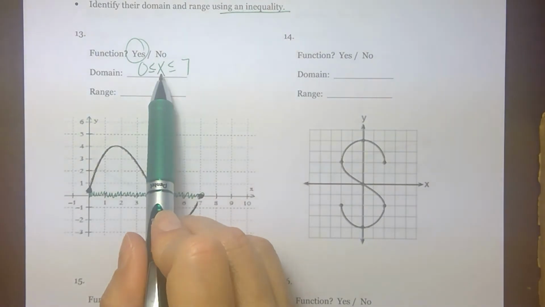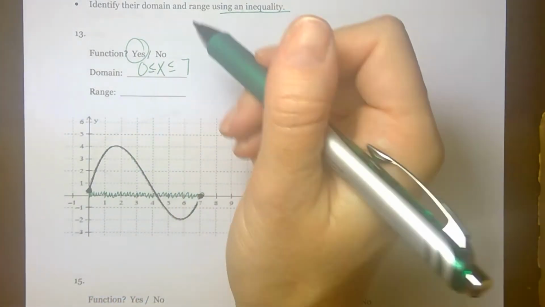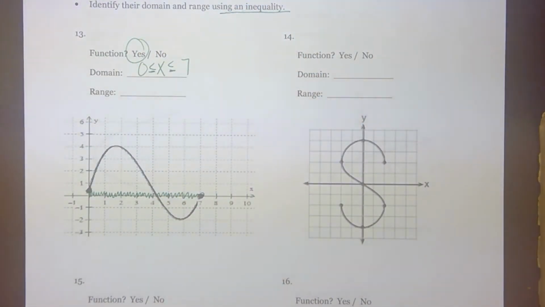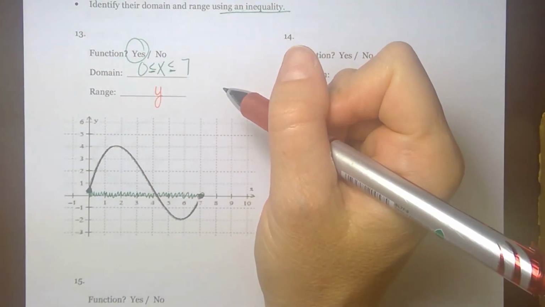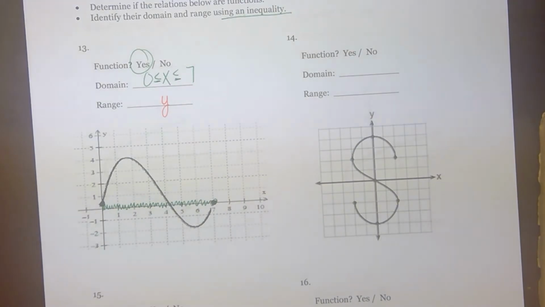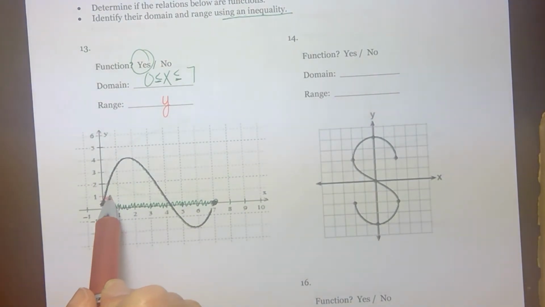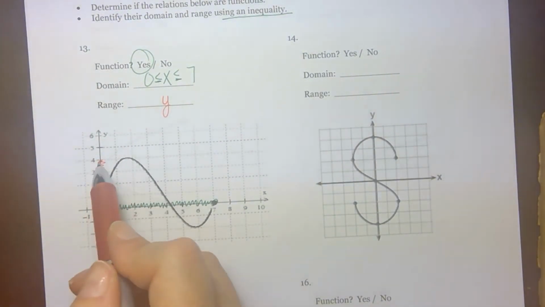So all x values from 0 inclusive to 7 inclusive, because it has that or equal to line underneath. Now for range, I'm interested in the set of y values. So I'm not going to use x, I'm going to use y. And I'm looking at my y-axis. So if I start down here low, I see my function doesn't pick up any y value until I get to -2. So my function starts at -2, and then it exists up until this y value 4.